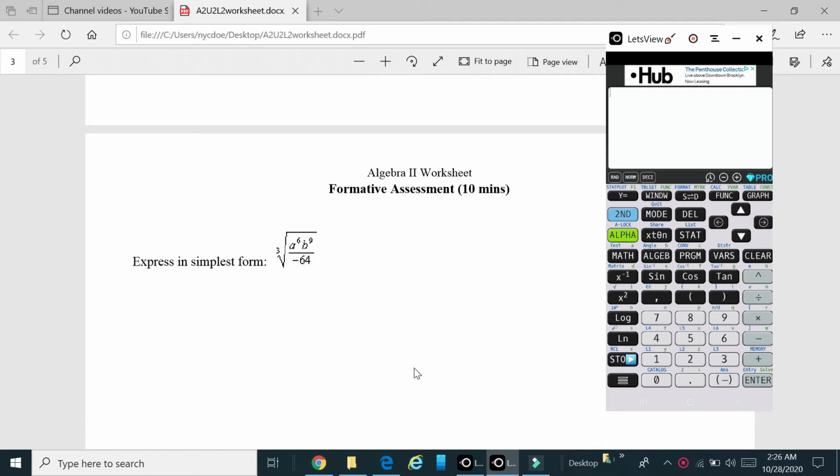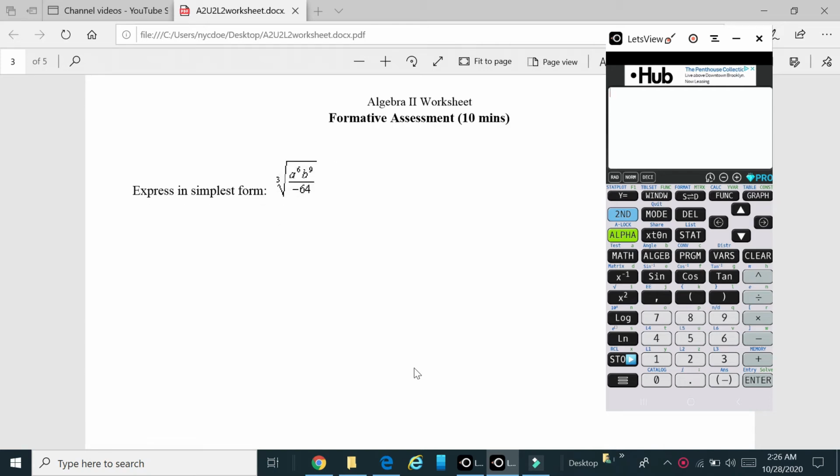This formative assessment was challenging. There's a couple of things that you have to know. What I'm going to try and do is show you my way, how I see it. I know that that square root and that 3 on the outside confuse a lot of people. So I'm going to show you how to get rid of it and show you what I see with this.